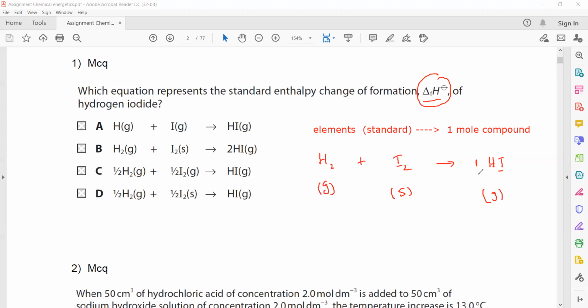a compound is formed. But when we check the equations, equation B and equation D: in equation B we have 2 moles of hydrogen iodide, but in equation D we have only 1 mole of hydrogen iodide formed from the elements in the standard state, hydrogen in a gaseous state and iodine in a solid state. That is why option D is the right answer. Is it clear?